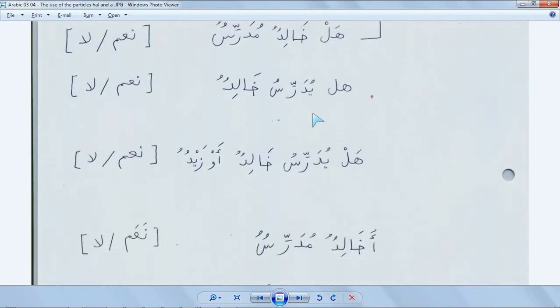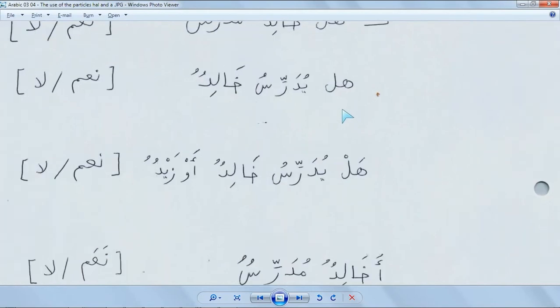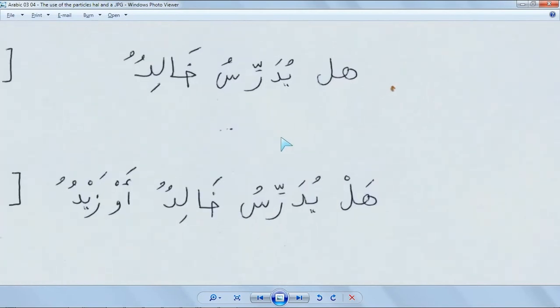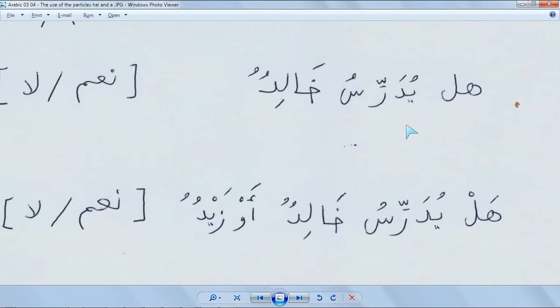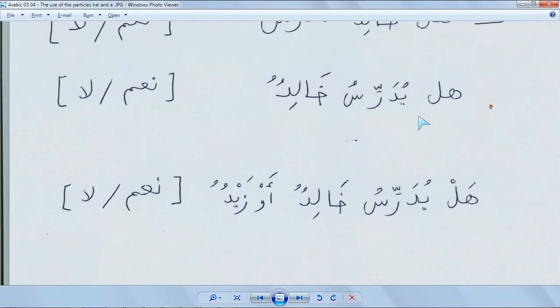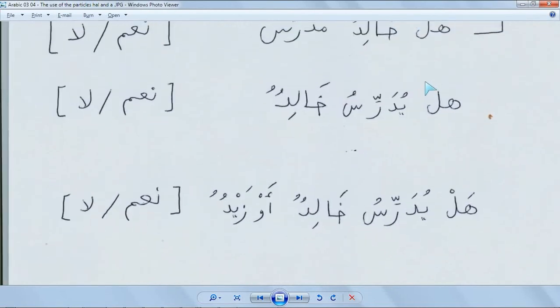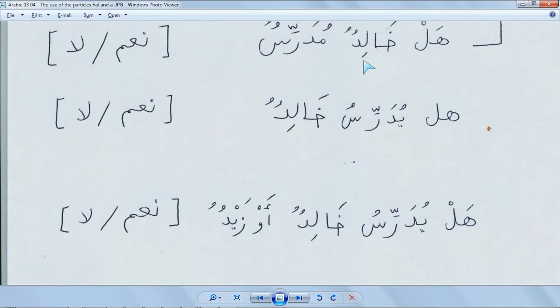Look at this second example here. It says هل يدرس خالد. So in the first example we had a nominal sentence, and now we have a sentence that's after the hal that begins with a verb. يدرس. يدرس means to teach. So if we imagine that we didn't have the hal, this sentence would read يدرس خالد.